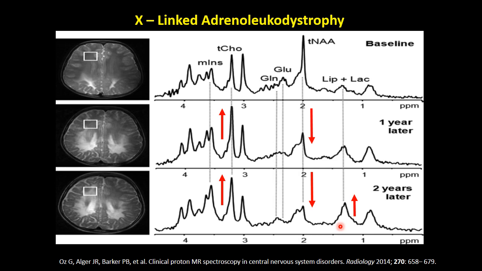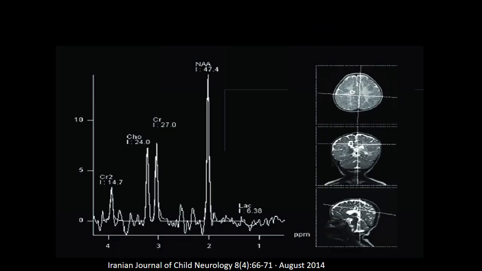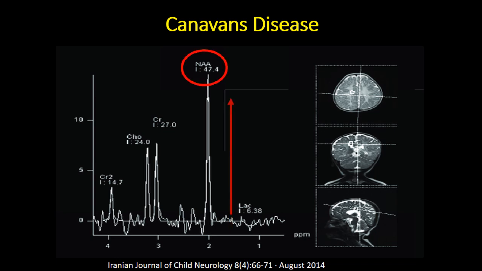The treatment for this condition is hematopoietic stem cell transplantation, and this treatment is effective only till we get a normal NAA peak. Canavan's disease is deficiency of N-acetyl aspartoacylase resulting in accumulation of N-acetyl aspartate, that is NAA, in urine, brain and plasma. This is the only disease which shows a markedly elevated NAA peak and is quite diagnostic for this condition.